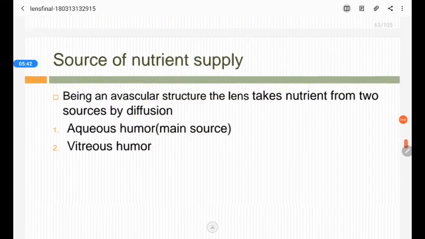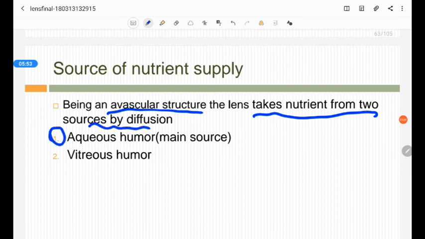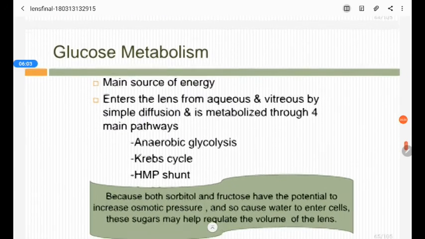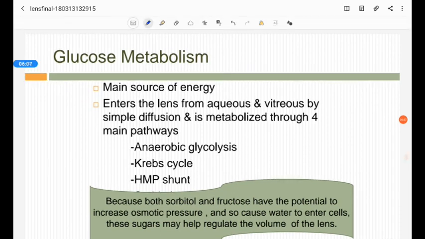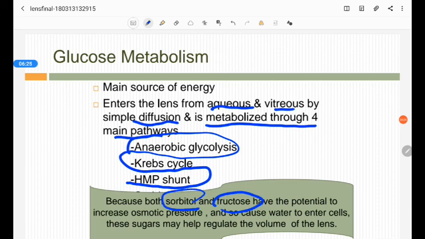The sources of nutrient supply. Being an avascular structure, the lens takes nutrients by diffusion from two sources: the aqueous humor, which is anteriorly located and is the main source, and also partially from the vitreous humor. Glucose metabolism, just like in the cornea, is the main source of energy. It enters the lens from aqueous and vitreous through simple diffusion and is metabolized through four main pathways. There is anaerobic glycolysis, the Krebs cycle, and the HMP shunt pathway. Because both sorbitol and fructose have the potential to increase osmotic pressure, causing water to enter cells, these sugars may help regulate the volume of the lens.